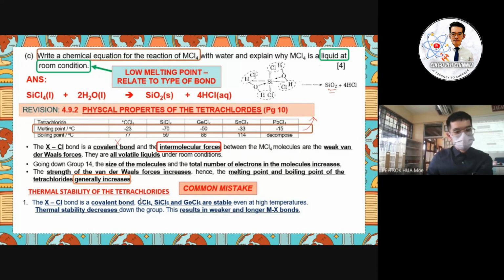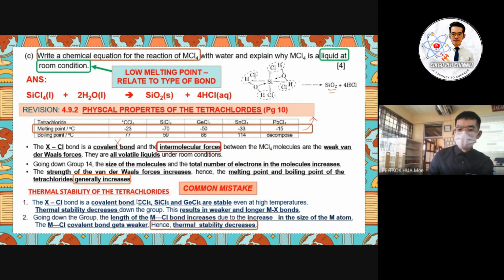So if let's say we discuss the thermal stability, actually it decreases because the covalent bond is due to the size of the element and causes the length between the M and X bond to be affected. So if let's say we discuss carbon to Cl and Si to Cl, so the carbon to Cl bond will be stronger, okay, because the size of the carbon is smaller and the length between the C and Cl will be shorter. So the thermal stability will decrease when going down the group. So you see the difference. So this is the common mistake made by students.